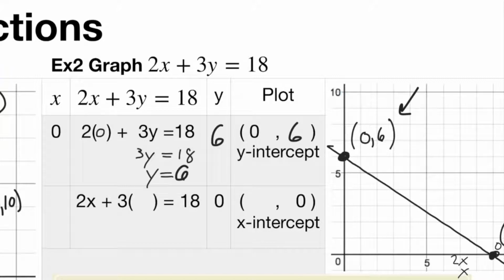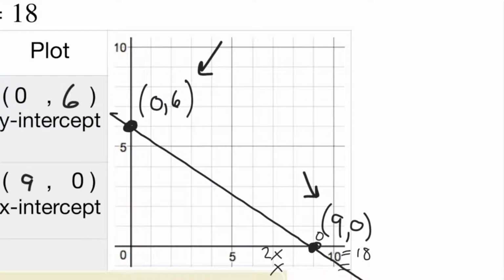Then take 0 and plug it in for y. 2x plus 3 times 0 is equal to 18. So therefore 2x is equal to 18, and therefore x is equal to 9. And get this point here. In any case, there are the points, and you connect the dots and you get a straight line.